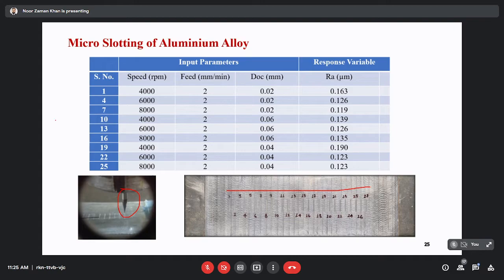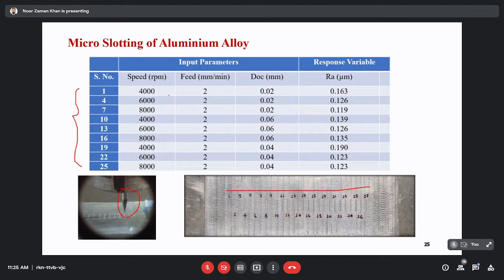Here I have considered only 9 experiments in order to show you the effect of the cutting parameters on the surface roughness. So I have taken 3 values of speed: 4000, 6000, 8000. The feed rate was constant. The depth of cut had 3 values: 20 micrometer, 40 micrometer, and 60 micrometer.